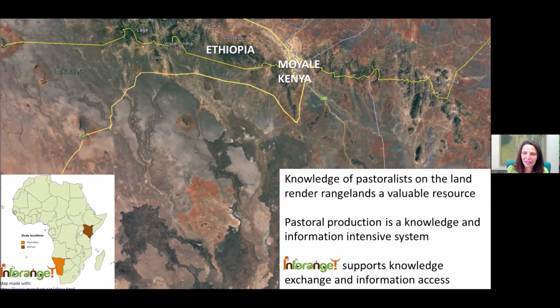In InfoRange now, our aim is to understand the knowledge of pastoral people. We aim to understand the knowledge that underlies their rangeland governance and also management. But then we are also supporting the exchange of this knowledge with other actors, and we also work on the topic of improving the information access to pastoralists themselves. I will talk more about that in a minute.